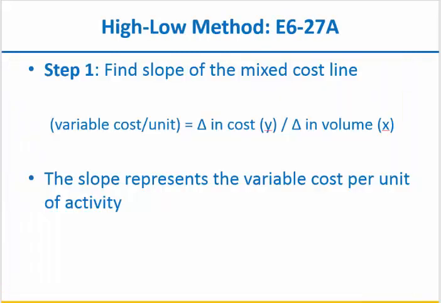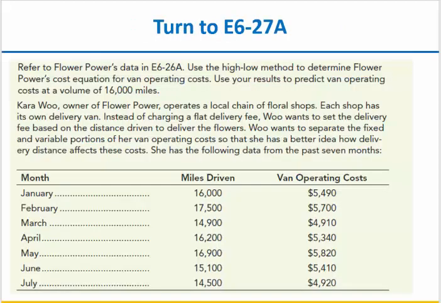We need to find the slope of the mixed cost line. So how do we find a slope? In mathematics, you have probably heard of rise over run. So we have to know the difference in y, which is cost, and the difference in volume, that's x. Then this slope represents the variable cost per unit of activity. So we have to go back to the data to look at what is the highest activity and what is the lowest activity.